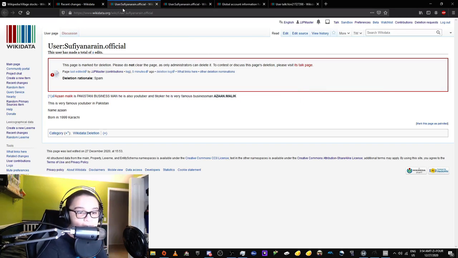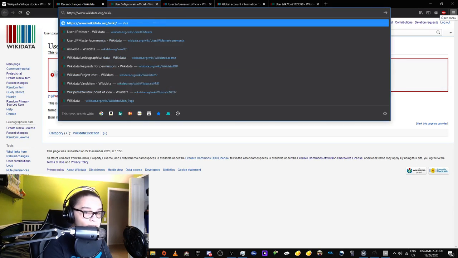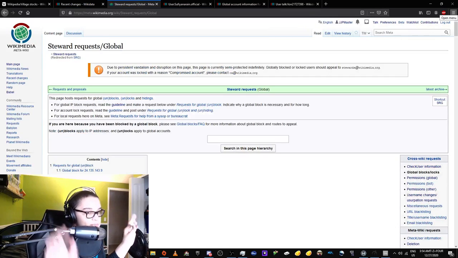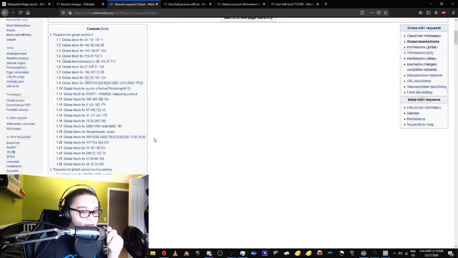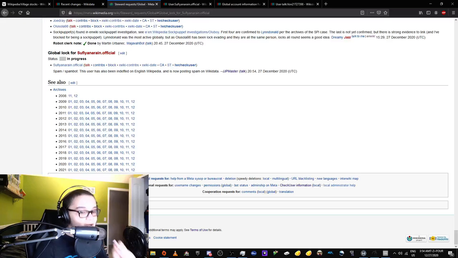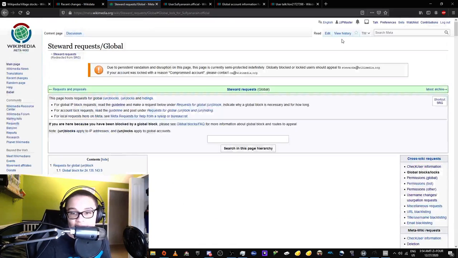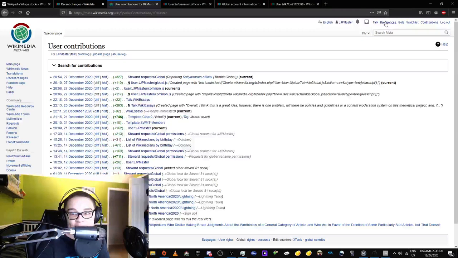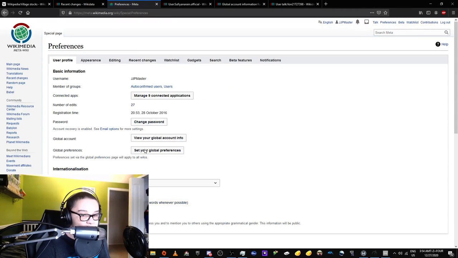Let's take a look at SOG. I absolutely hate, I can't even look at SGP, global permissions ever again, because of logic. This user has also been in-depth on English Wikipedia and is now posting spam on Wikidata. Yes, people post spam on Wikidata now for some reason.